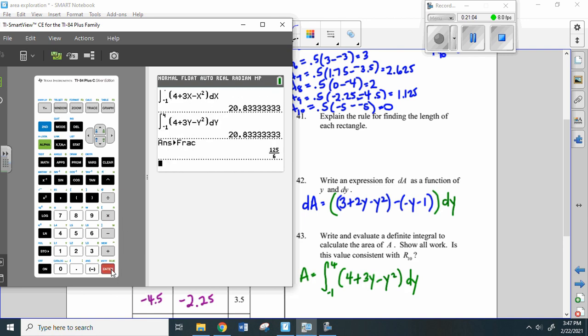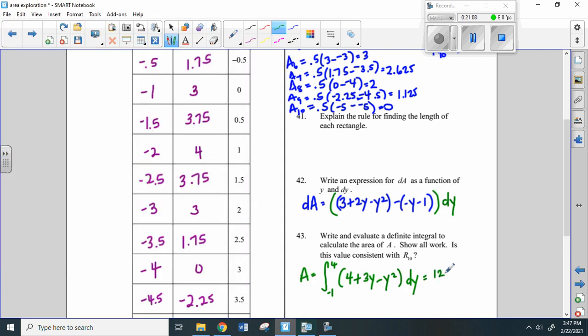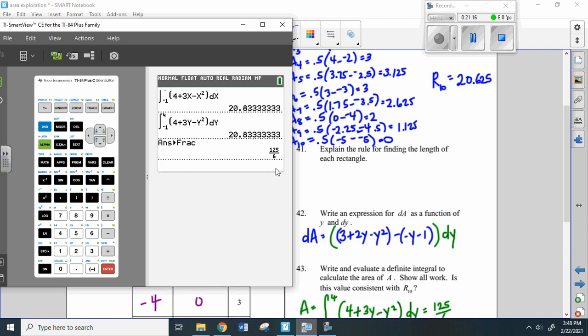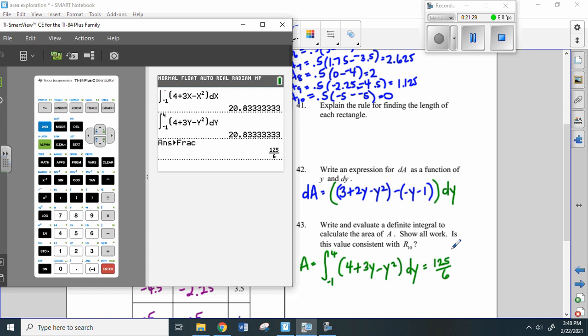And then, of course, we want to do math enter so that we get the exact value, 125/6. But I want to pull my calculator back up because it says, is this value consistent with our approximation? That's where the decimal comes in handy, 20.833333, and we approximated 20.625, so we were pretty darn good with our approximation. But of course, once you integrate, that is in fact your exact area.